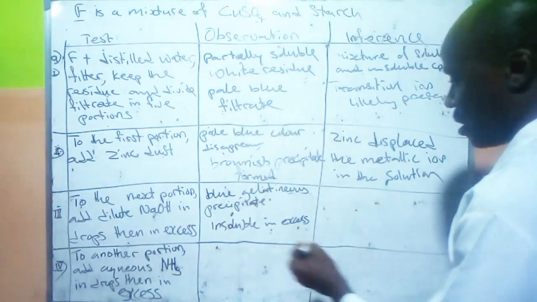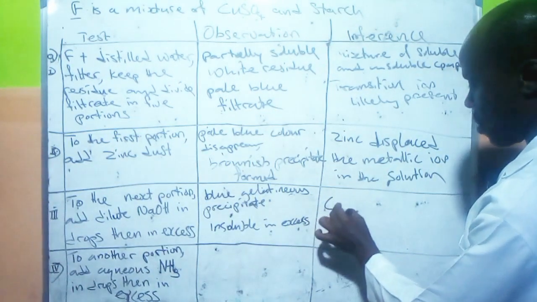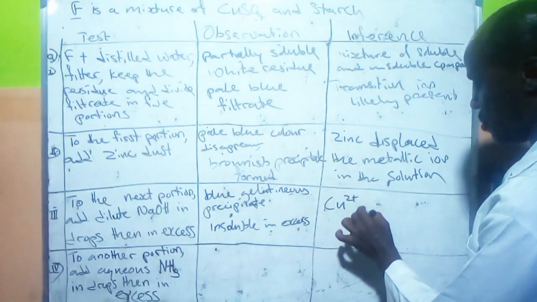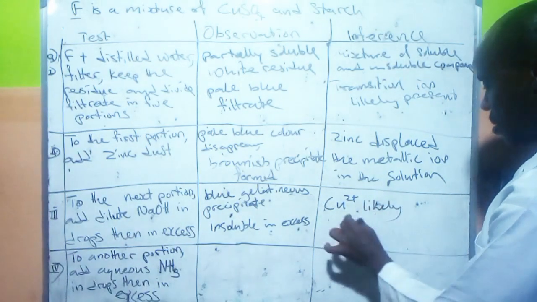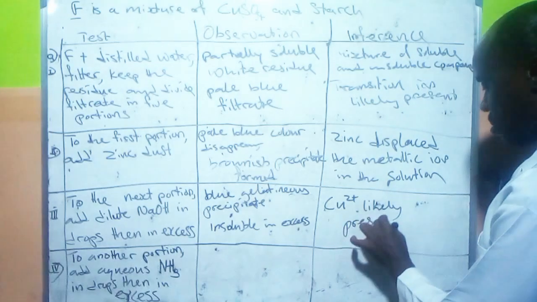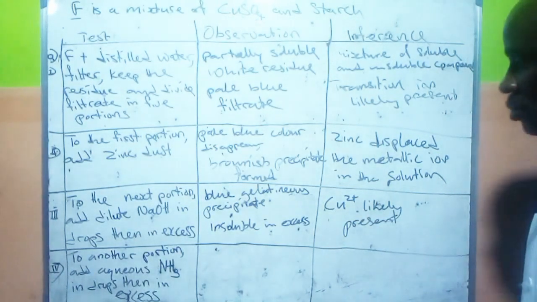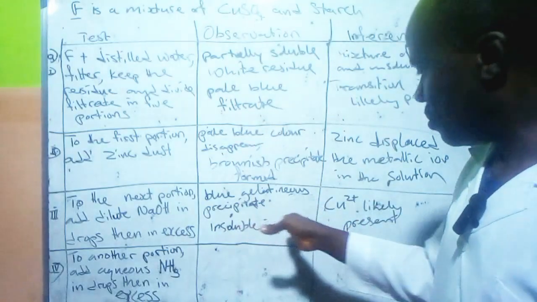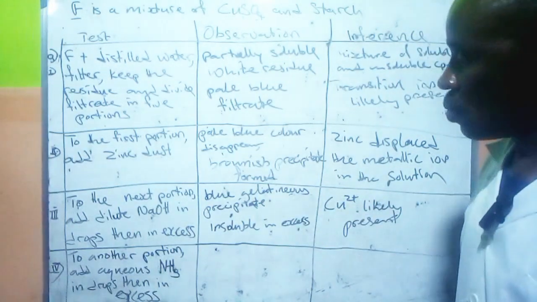So what do we have here? What we have here will then be copper 2 ion likely present, because copper 2 ion is the ion that can give this kind of test. So we'll go to the next one.